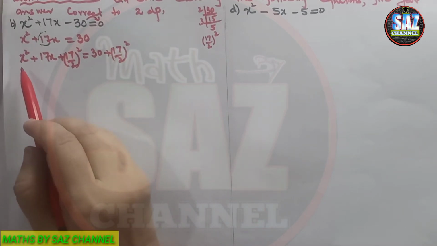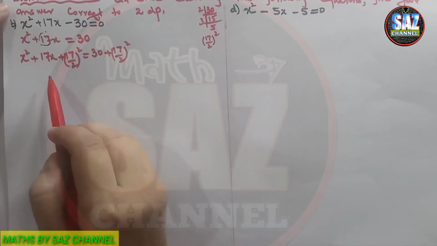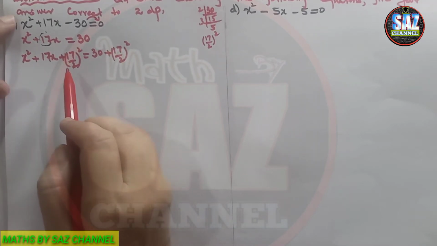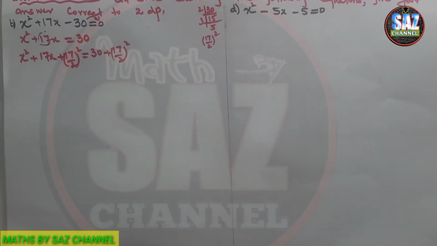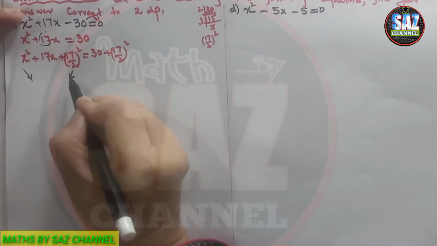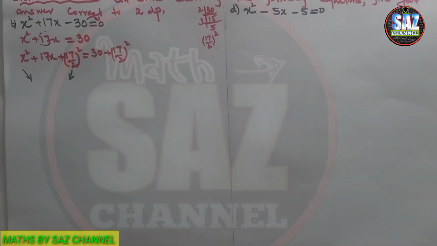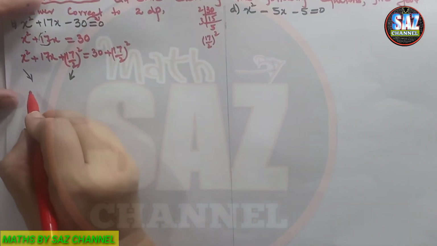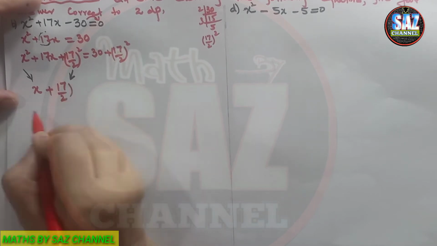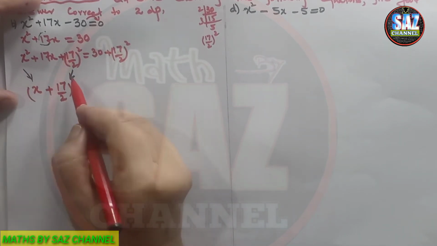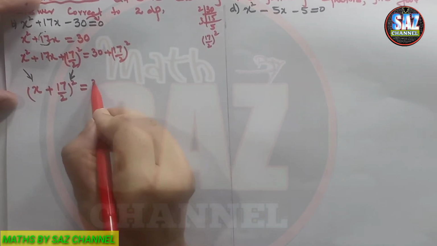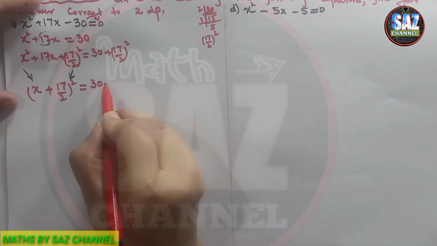Now we can see that the left hand side of the equation, x square plus 17x plus (17 by 2) whole square, is in the form of a square plus 2ab plus b square. So we can write it in factorized form, or in the form of the identity (a plus b) whole square, where a of the question is x and b is 17 by 2, and in between we will have the positive sign because the middle term is positive, equals 30 plus the square of 17, which is 289 by 4.